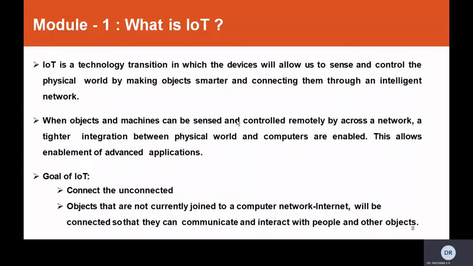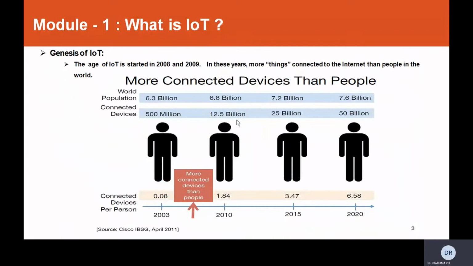The genesis of IoT gave rise to the year 2008, and here we can see that in those years the things connected to the internet outnumbered the people in the world. From this diagram, we can understand that in 2003, the connected devices per person was estimated to be around 0.08, where there were 50 million connected devices serving a world population of 6.3 billion. Now, we could see today somewhere around 6.5 connected devices per person, with connected devices being 50 billion, serving the world population of 7.6 billion.